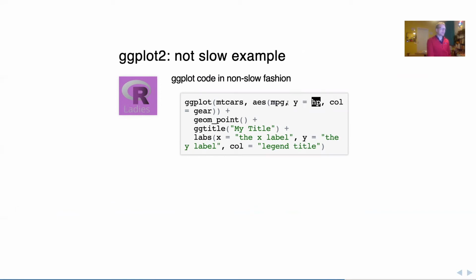I didn't even have to put the Y here. It would just know that that's X and Y. And then colors equals gear. I did have to put colors there. And then I called geom point, so I want it to be a point thing. And then I add a title, and I add some labels to the X and Y. So let's try that.